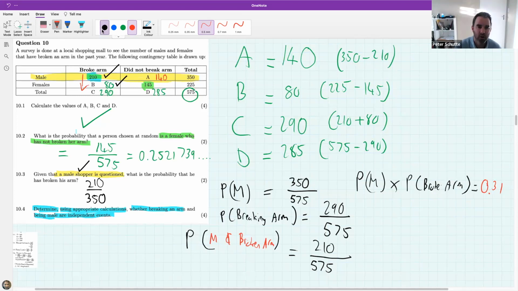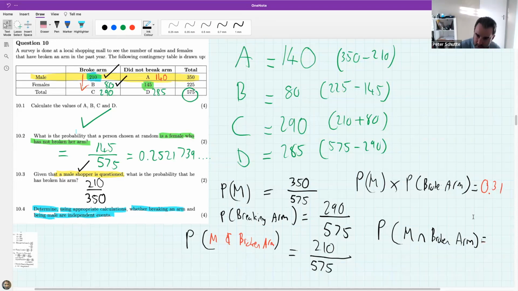And then I want to know what is the probability of M and, or I suppose I should just put the unhappy face, which is the official symbol, broken arm, and that is 210 divided by 575, and I get 0.37, and so therefore they are not independent.